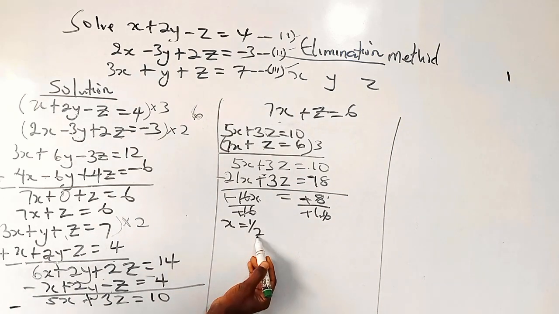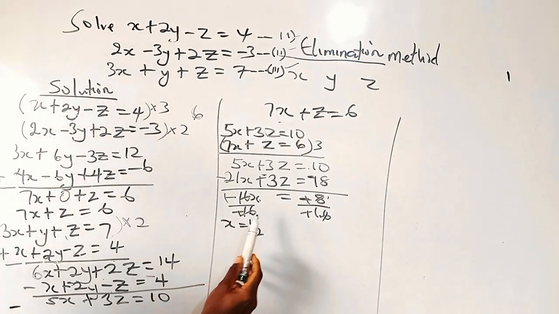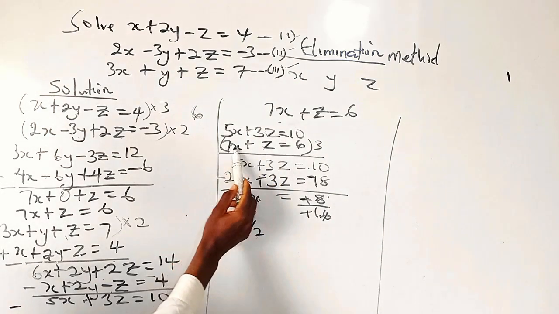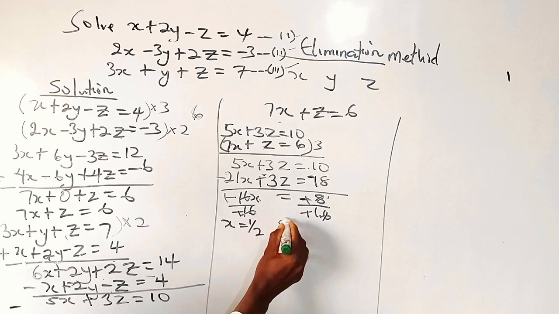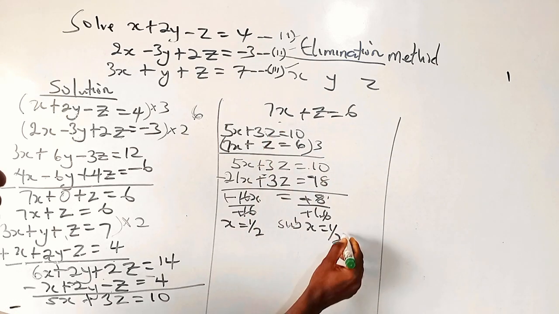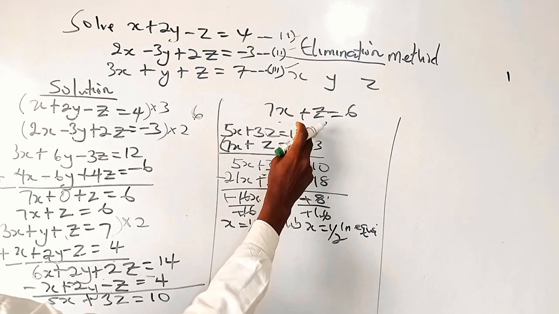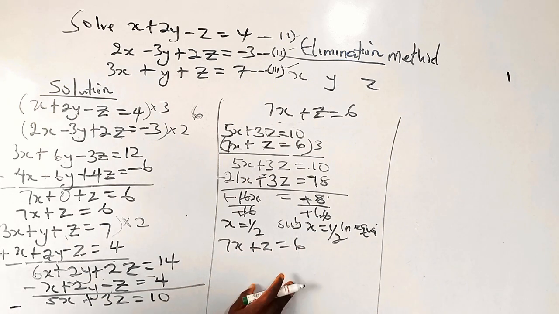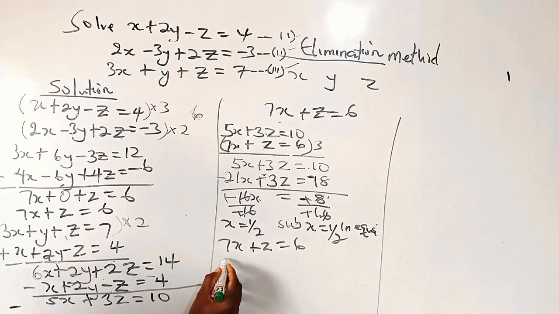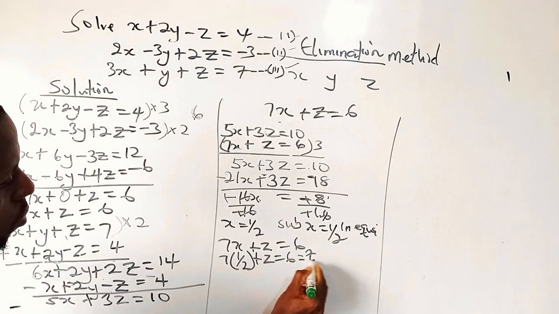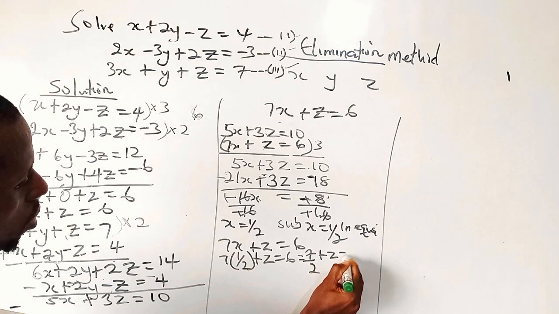So since I've determined 1 over 2 as x, I can easily come back to any of the equations here to determine z. Let me go with the second equation. I substitute x equals 1 over 2 in this equation. I have 7x plus z equals 6, and for x to be half, I have 7 into half, plus z equals 6. When I resolve this, I have 7 over 2 plus z equals 6.